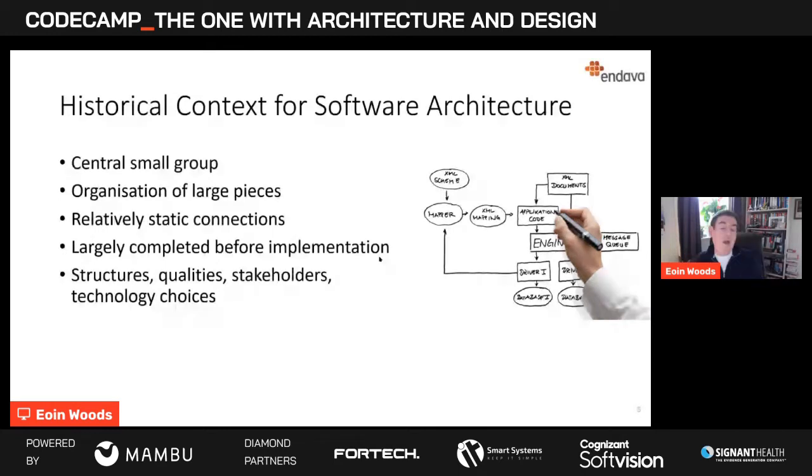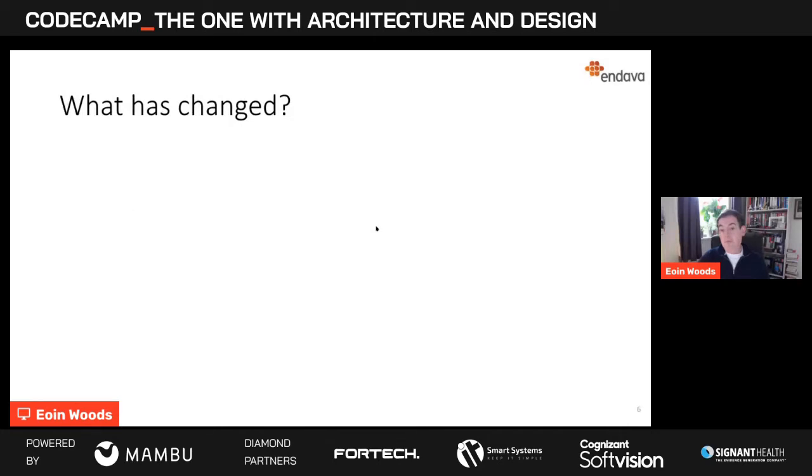And lastly, we did a lot of technology choice work. So teams all needed to use exactly the same technology. This was way before microservices. Remember, all monoliths. So we made a lot of technology choices that were pretty well set in stone. So that was the historical context. So what's changed? Why not just do it today?